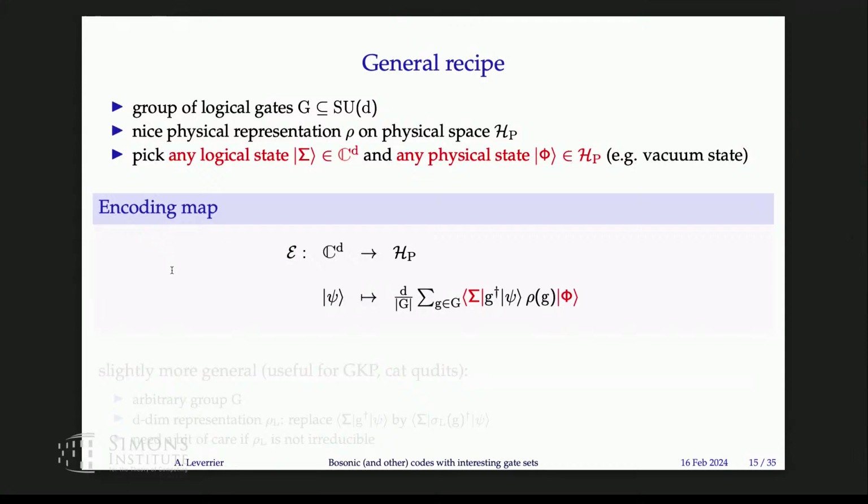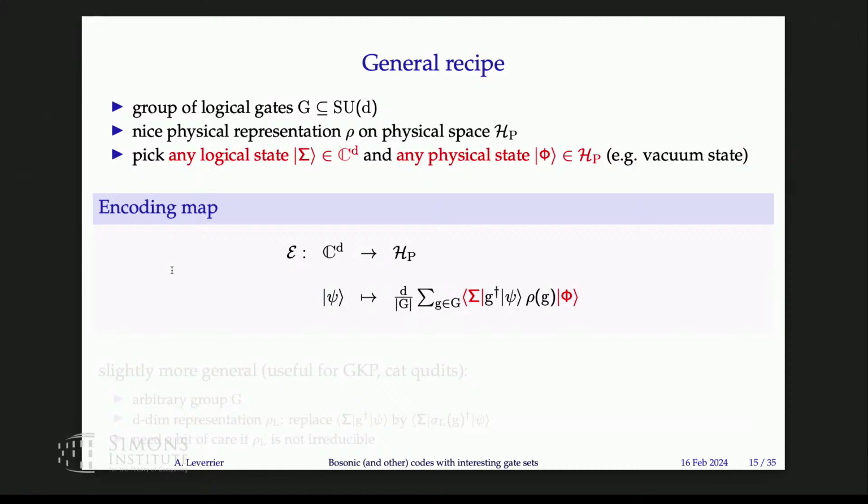Okay, so what's the general recipe? I told you that there's a very general way to get a code with this kind of group covariance. So what is it? Again, the ingredients are the logical group G, the nice physical representation rho and a physical Hilbert space. And then you can pick two other things. You can pick any logical state of C^d, so some state sigma.